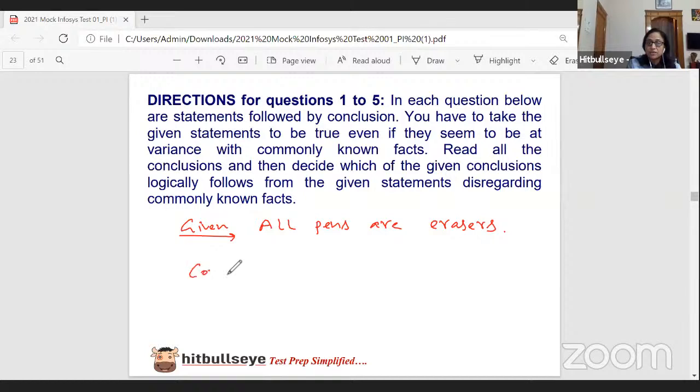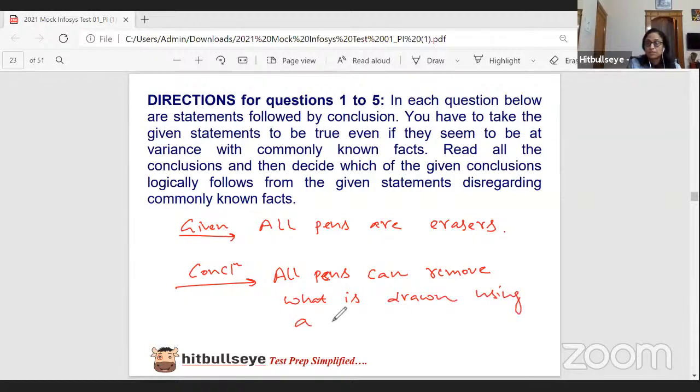Now I'm writing a conclusion. You have to tell me, is this conclusion valid to draw from the given information? All pens can remove what is drawn using a pencil. Tell me, can you draw this conclusion out of what is given to you?